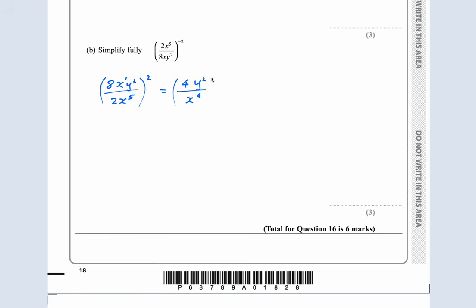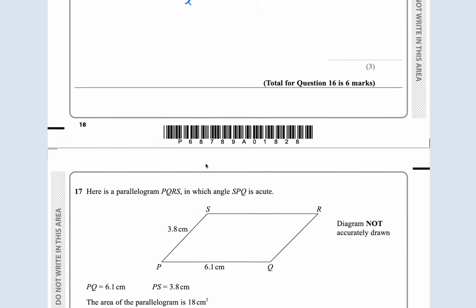And this is all squared, don't forget. And this gives me 16. 4 squared is 16. y squared squared is y to the 4. I multiply the powers. And the bottom, x to the 4 squared is x to the 8. So we're left with this. Now, you guys, you could have done what I was going to do originally and just squared everything and said that's 64 over 4. You'd still have got the 16. Everything would have worked out fine, but I guess my way was slightly quicker.